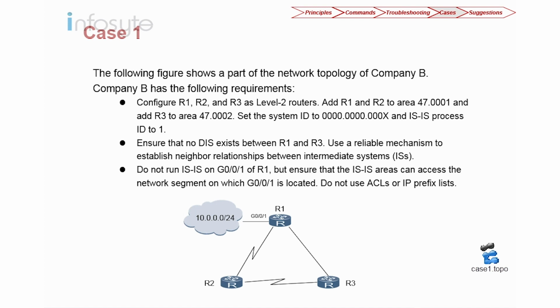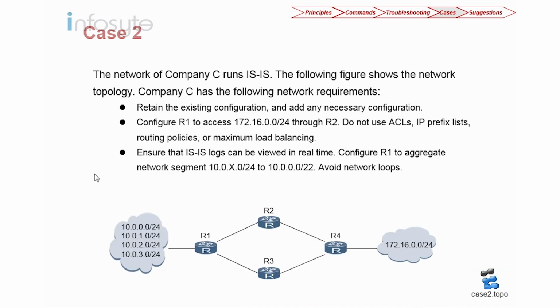case number 1. Let's look into case number 2 for this ISIS lab. So we have company C running ISIS. The following figure shows the network topology. So I have 1, 2, 3, and 4 connected through gigabit Ethernet, in a diamond shape. So the first one is not a requirement. It just mentioned that retain the existing configuration and add any necessary configuration. Alright, so we should have all the configuration given to us.